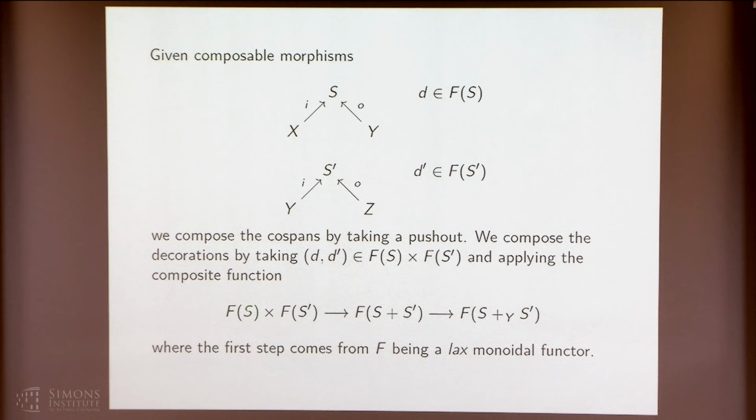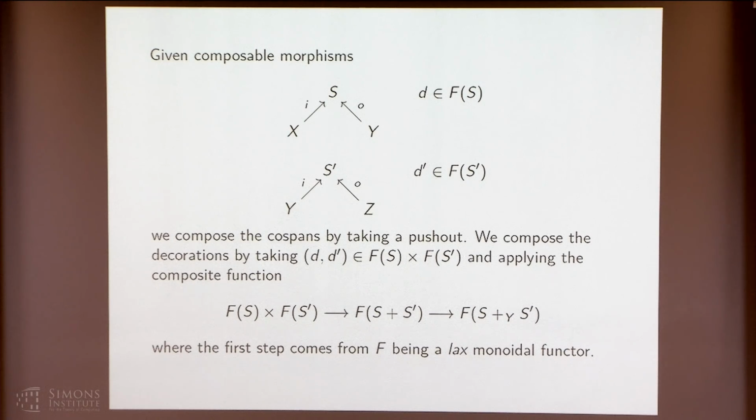There will be, in this example of Petri nets, and in all the examples that Brendan is concerned with, a map from f of s times f of s prime to f of the disjoint union, or the coproduct, f of s plus s prime. So what that's saying in our example of Petri nets is that if I've got a way to make s into the set of places of a Petri net, and similarly for s prime, then I get a way to make s plus s prime, the disjoint union, into a set of places of a Petri net, just by sitting the two Petri nets together.